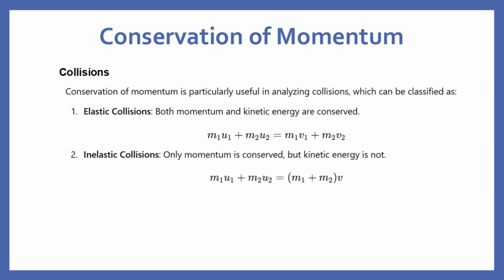In inelastic collisions, only momentum is conserved, while kinetic energy is not. This means that although the total momentum remains constant, some kinetic energy is converted into other forms of energy, like heat or sound. An example is when two cars collide and stick together, they move with a common velocity after the collision, with some energy lost as heat or sound. Understanding these types of collisions helps us analyze and predict the outcomes of interactions in various scenarios, from car crashes to sports and even astronomical events.